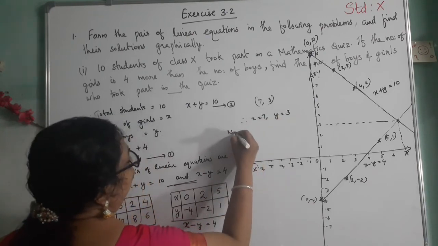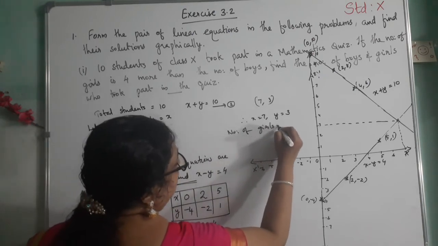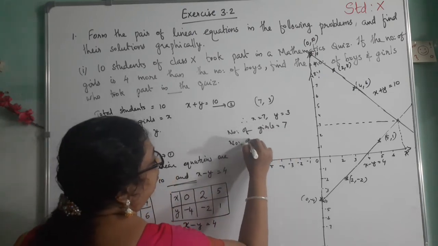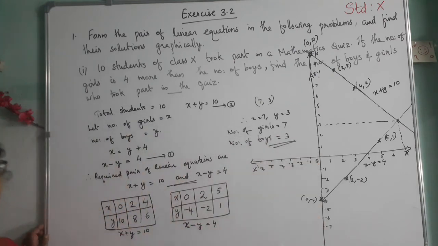Here x is the number of girls. The number of girls is equal to 7 and the number of boys is equal to 3. In this way we can calculate.